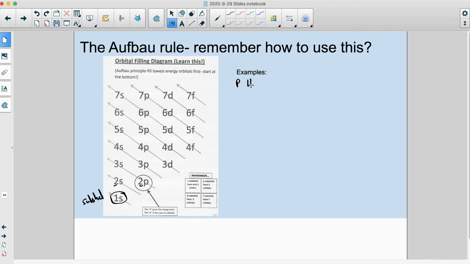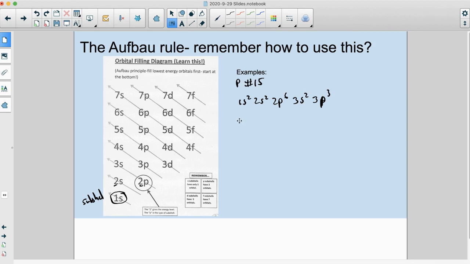So phosphorus, number 15 on the periodic table. Again, here we're going to start with 1s2. So there's our first. We follow these arrows. The next subshell we fill is 2s2. The next one we fill is 2p6, so I'm up to 10 there. The next one we fill is 3s2. Then after that, 3p3. So that's our electron configuration for phosphorus.